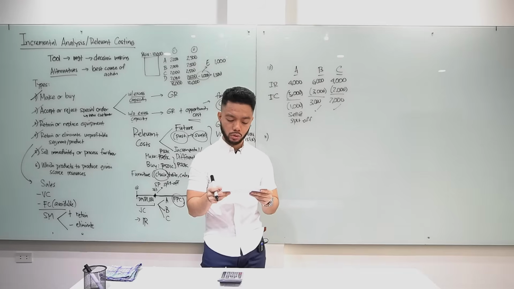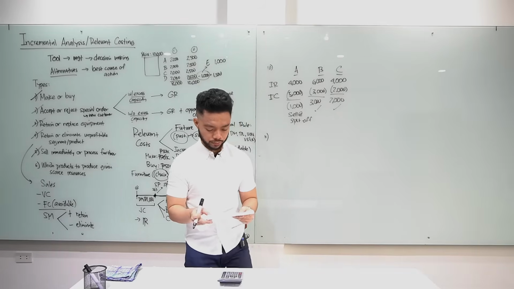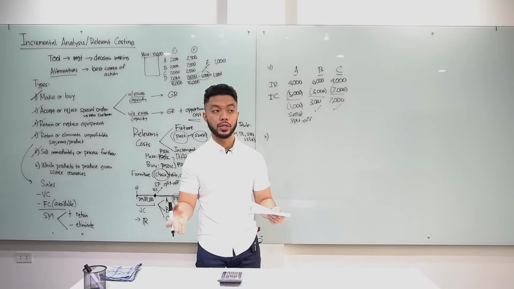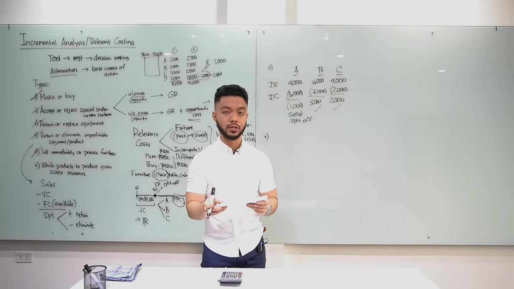Product X can be sold at the split off point for 13. Pag binenta mo daw agad, 13 yung selling price. Or it can be processed further for an additional cost of 54,000. Iyon yung further processing cost natin. Then it can be sold for 18 per unit.